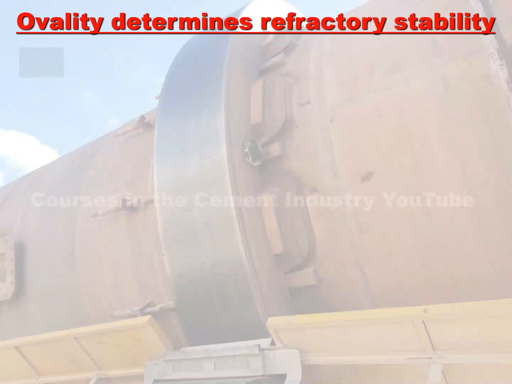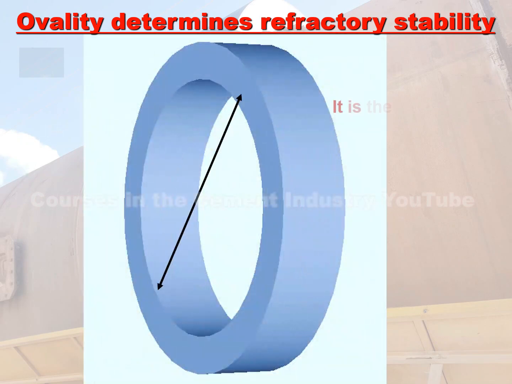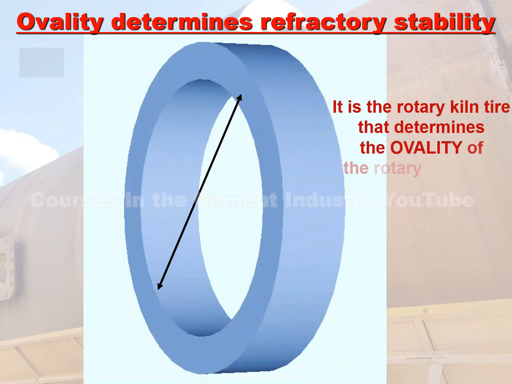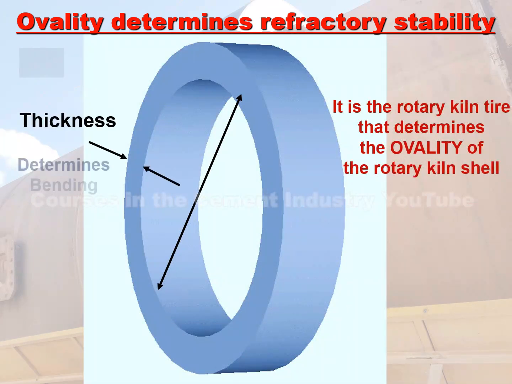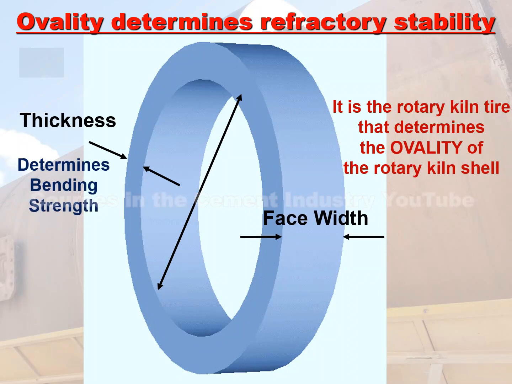Ovality determines refractory stability. In this figure, it is the rotary kiln tire that determines the ovality of the rotary kiln shell. Thickness of the tire determines bending strength. Face width of the tire determines Hertz pressure.